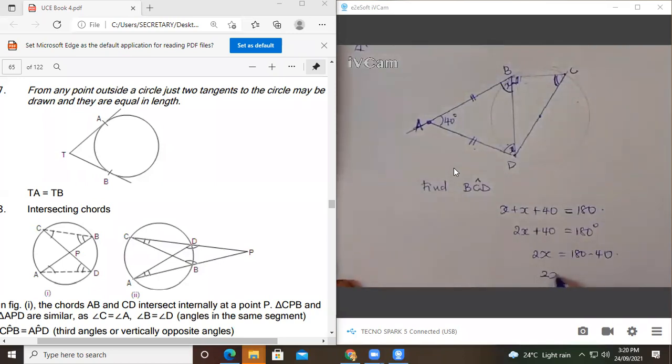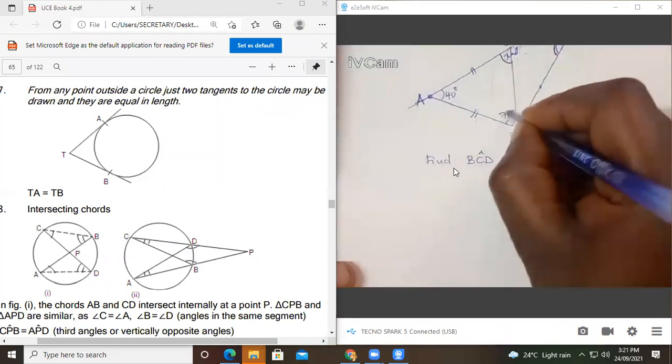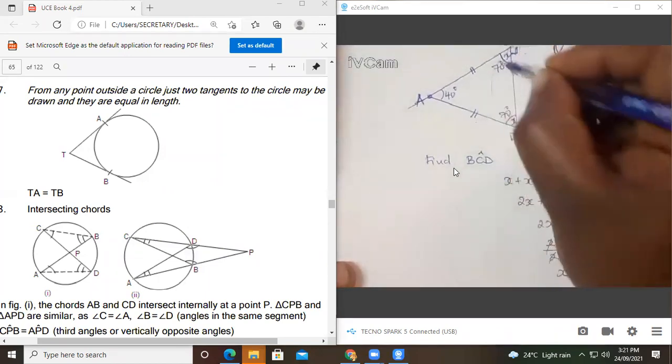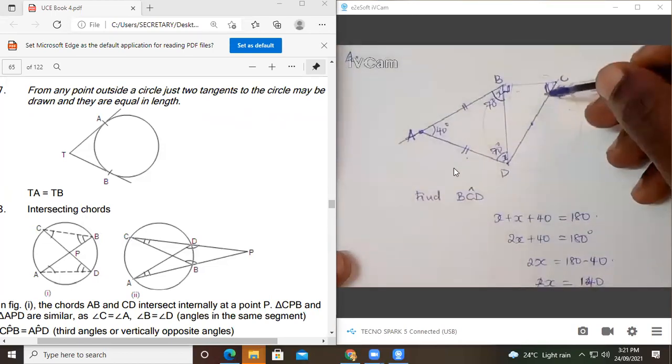So 2X is equal to what? 140, and divided by 2. You said your answer was what? 70. So X is 70 degrees. All right. So now, if X is 70 degrees, here we have 70 degrees, and also here we have 70 degrees. Okay. So who can tell me, how are we going to find part C?